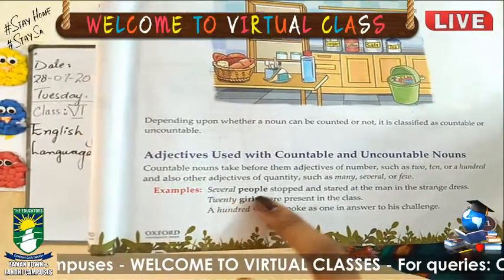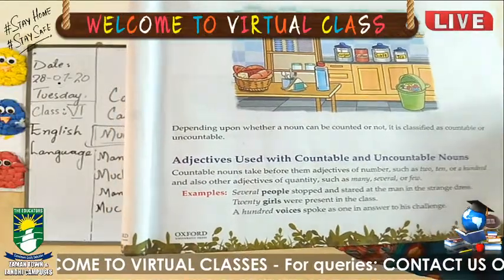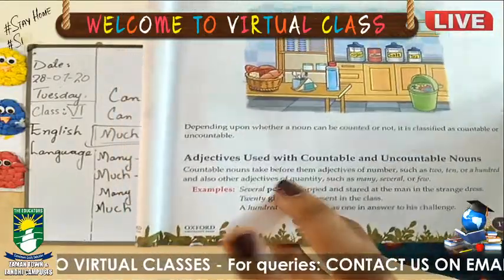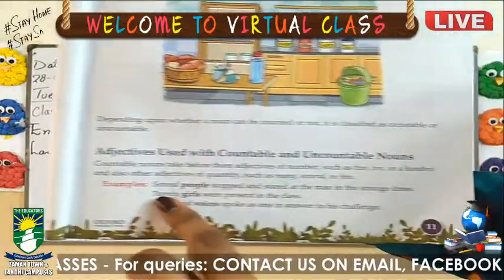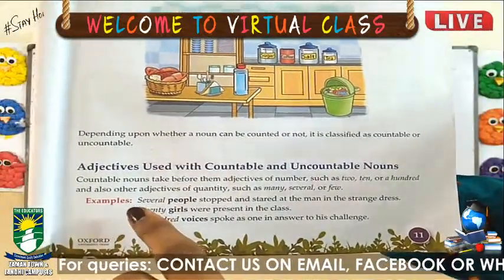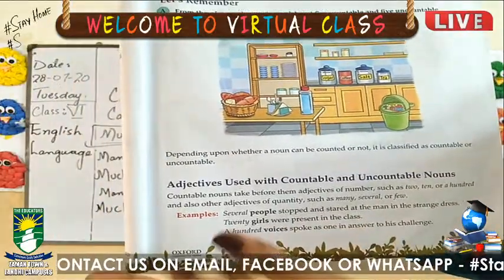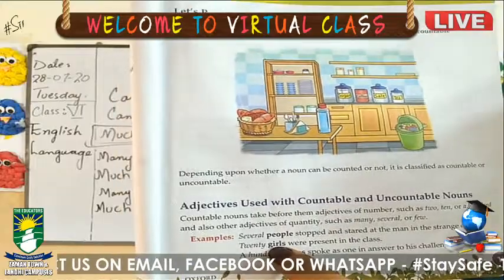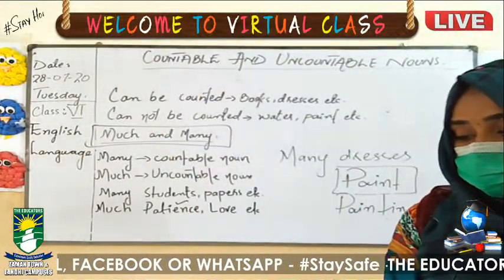several people stopped and stared at the man in the strange dress. Here's the word people. We can count it. This is what? Countable. 20 girls were present in the class. Here we can count the girls. So this is what? Countable. Let's come towards the page number 12.